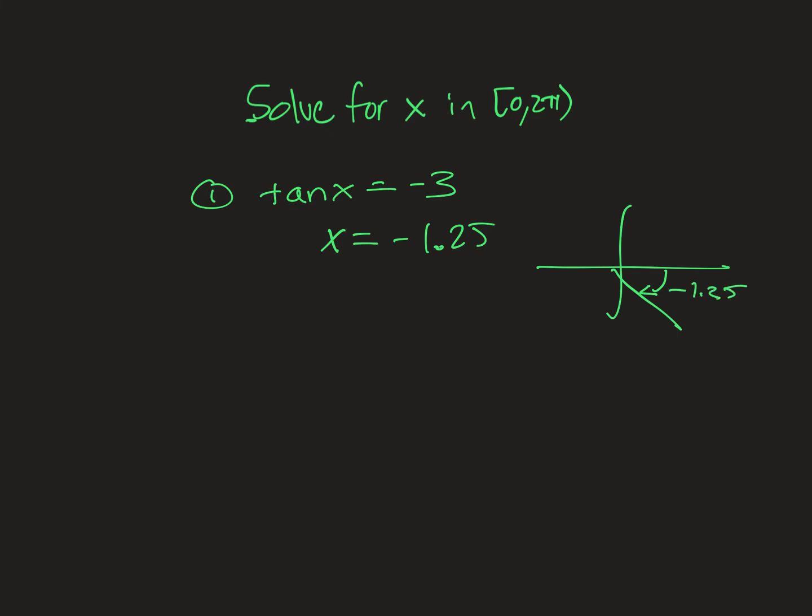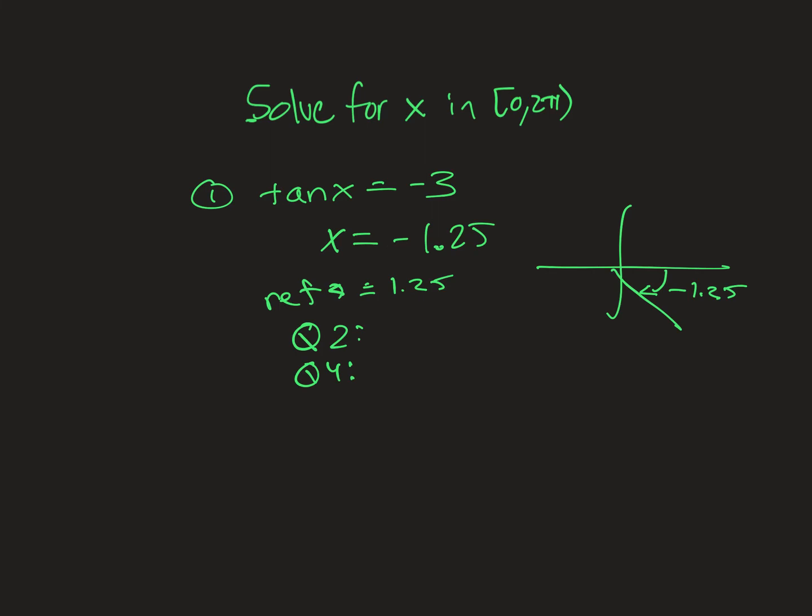So that's not going to be one of our answers because we need it to be between 0 and 2 pi, but we can use this. The reference angle is the positive version of this. The reference angle is the distance between the terminal side and the closest x-axis, so a reference angle is always a positive acute angle. So the reference angle is 1.25. How can I use this to find the angles between 0 and 2 pi? When I take the tangent, I get negative 3. If I'm getting a negative ratio, I want angles that are in quadrants 2 and 4.